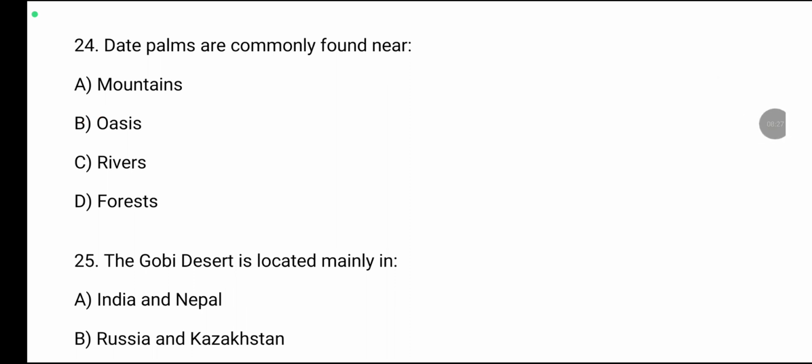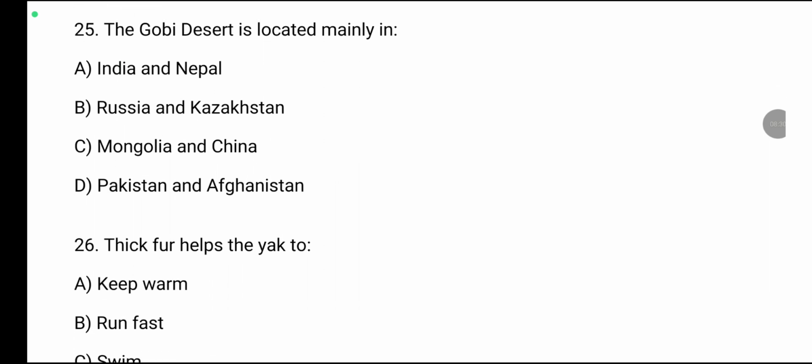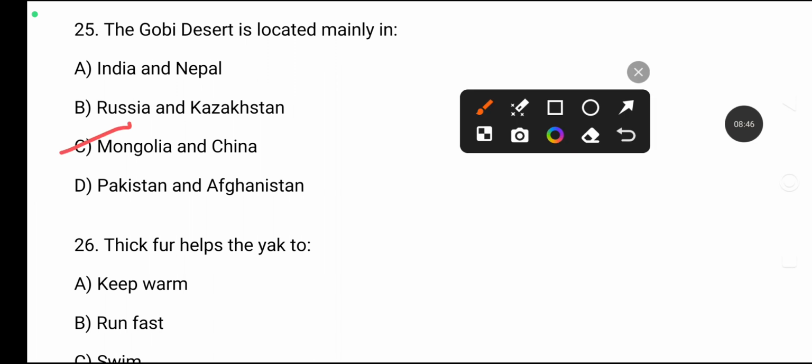Okay. Now moving on to question number 25. The Gobi Desert is located mainly in dash. India and Nepal, Russia and Pakistan, Mongolia and China, Pakistan and Afghanistan. What will be the answer? Answer will be C. Mongolia and China.